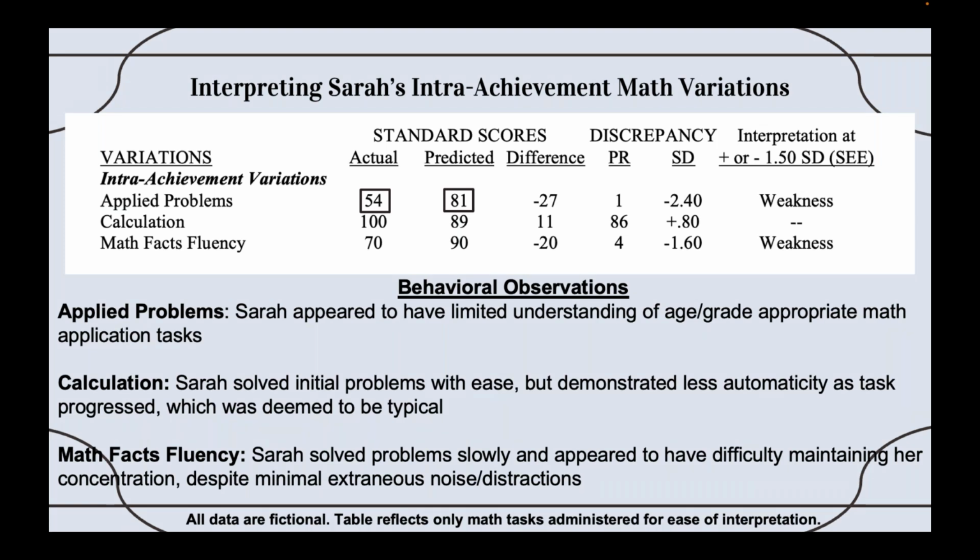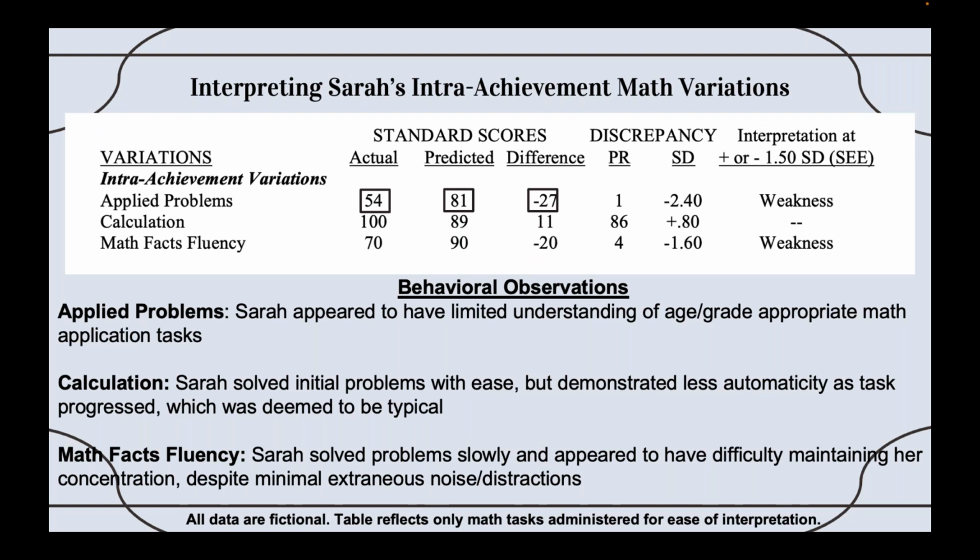So this predicted score here is simply an average of a specific set of core tests on the achievement. We see that based on that average, she was predicted to obtain a standard score of 81 on applied problems. All right, so she actually got a score of 54, but she was predicted based on her abilities on other areas of achievement to get a score of 81. So she's performing a bit below expectations here.